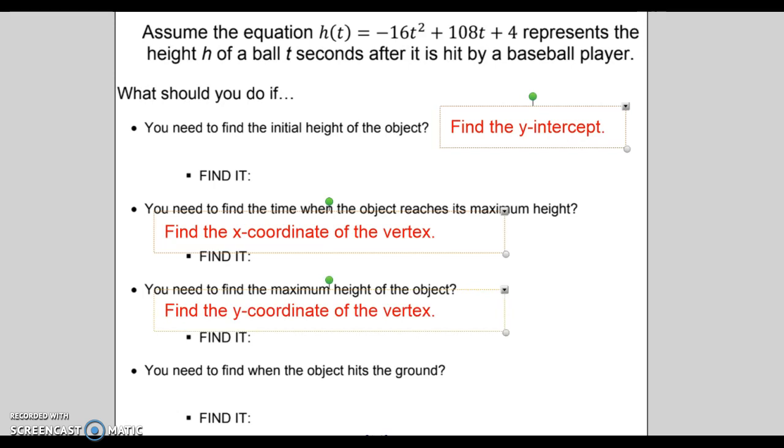And the last thing you need to find is when the object hits the ground, that's when the height is 0, and we know that occurs at the x-intercept. So you want to find the x-intercept there. Now let's go ahead and plot this in Desmos and find each of those items. Go ahead, open Desmos on your computer and see if you can find these along with me.